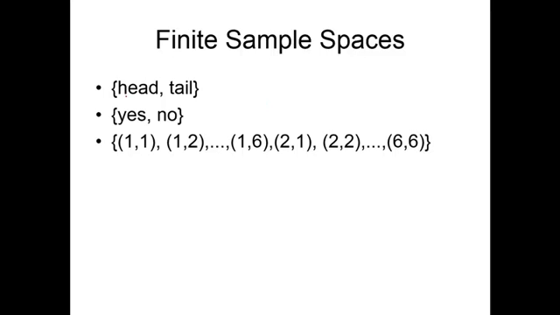Okay, finite sample space means that you can count their outcomes and stop eventually. So head, tail, there are two outcomes in this. Okay, yes, no, there are two outcomes in this. This one with the dice, you can assign a number to it. There are 36 outcomes. So these are finite sample spaces in that you can assign a number to their size.